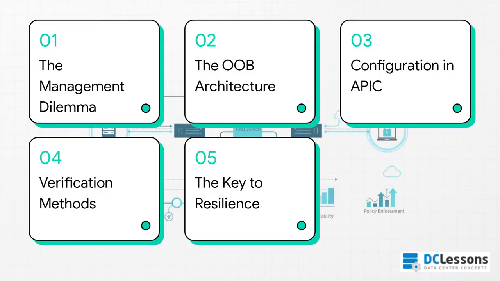So here's our game plan. First, we'll talk about the management dilemma, why this is even a choice you have to make. Then we'll get into the nitty-gritty of the OOB architecture in ACI. After that, we'll see how it's actually configured in the APIC, and of course, how to check our work. And we'll wrap it all up by talking about why this is so critical for a resilient network.